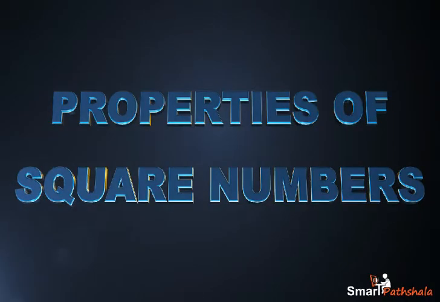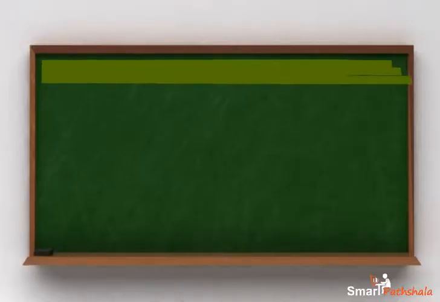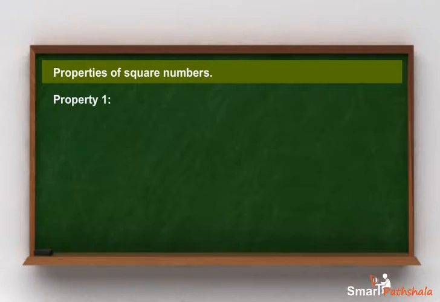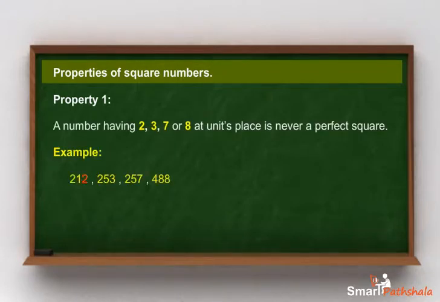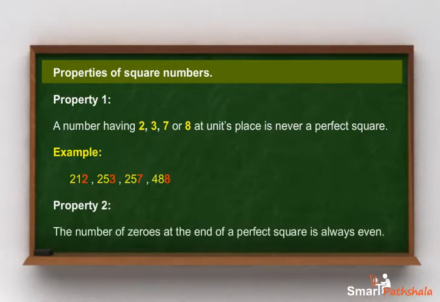Properties of square numbers. This module will explain the properties of square numbers. Property 1. A number having 2, 3, 7 or 8 at units place is never a perfect square. Property 2. The number of zeros at the end of a perfect square is always even.